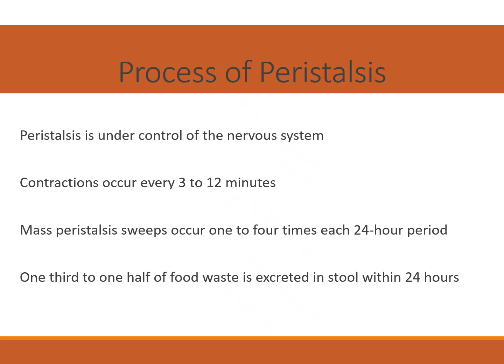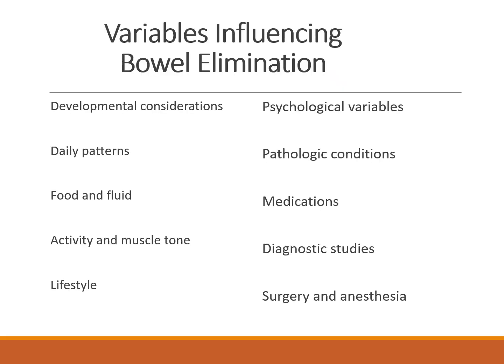Process of peristalsis. So peristalsis is under control of the nervous system, and contractions occur every 3 to 12 minutes. Mass peristalsis sweeping occurs 1 to 4 times each 24-hour period, and 1/3 to 1/2 of your food waste is excreted in stool within 24 hours. So variables influence your bowel elimination. There are many factors that influence.